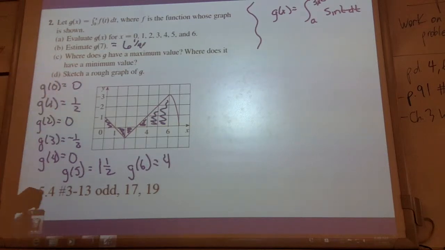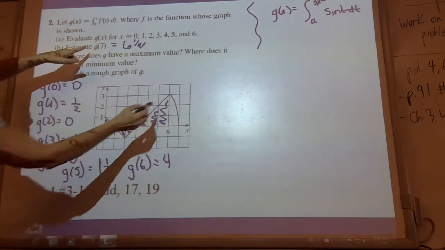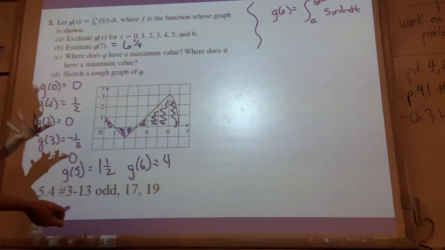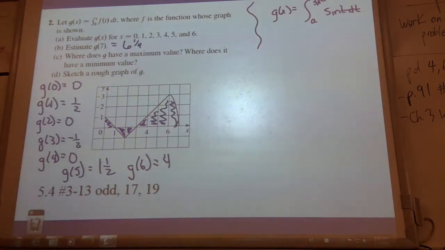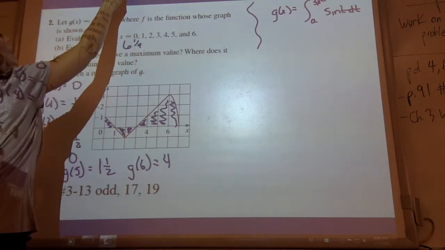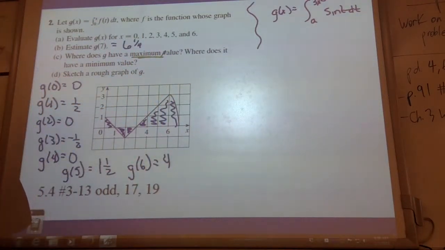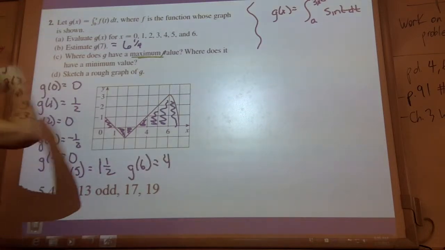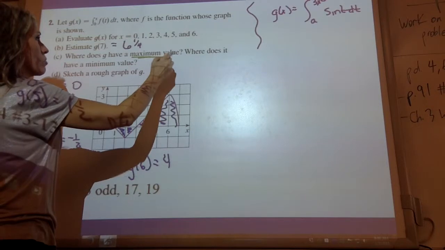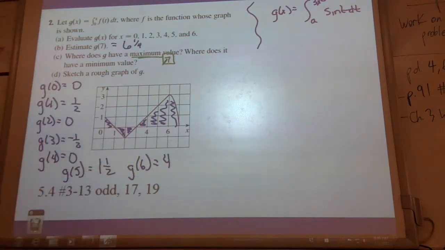All right. Where does g have a maximum value, and where does it have a minimum value? Can you see where it has its max and its min? The minimum is at 3, which is -1/2. And the maximum is at 6, or 7 technically. So it's got its absolute maximum at 7, right?